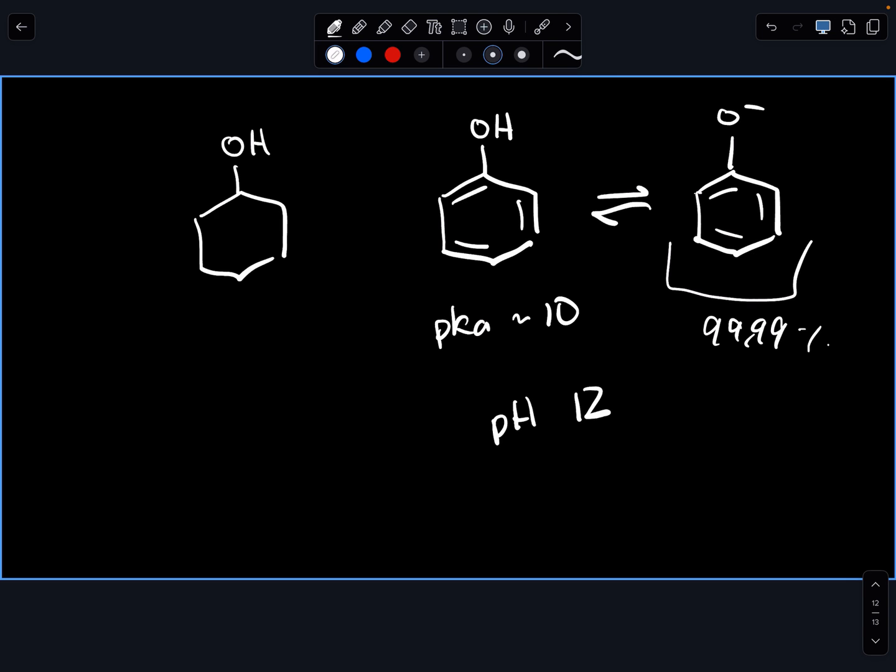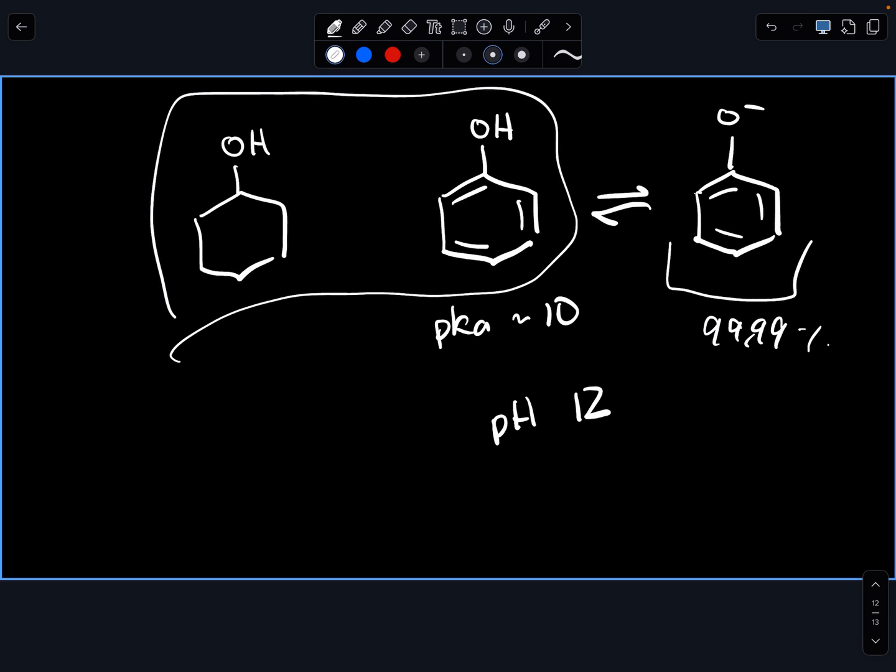So what I would do if I was given a mixture of these 2 compounds and asked to separate them: the one on the left is an alcohol. Alcohols are really difficult to deprotonate. You can't really make O minus from an alcohol in water, but phenols you can. The pKa of alcohols, by the way, if you have a strong enough base, you can do it, but it's like 16. And you can't get to pH 16 in water. You kind of max out the solubility of NaOH at about pH 14.